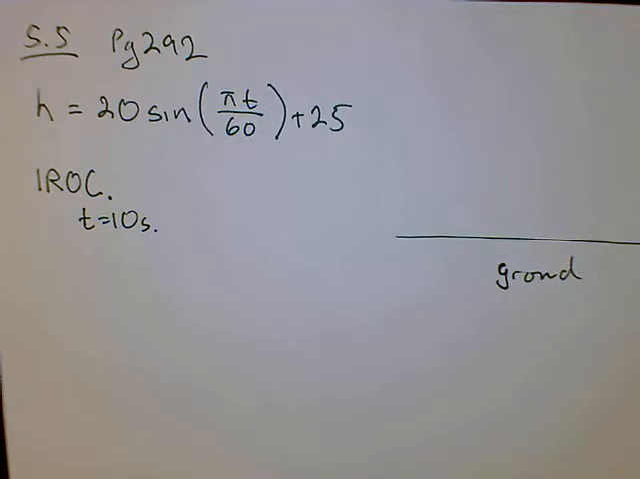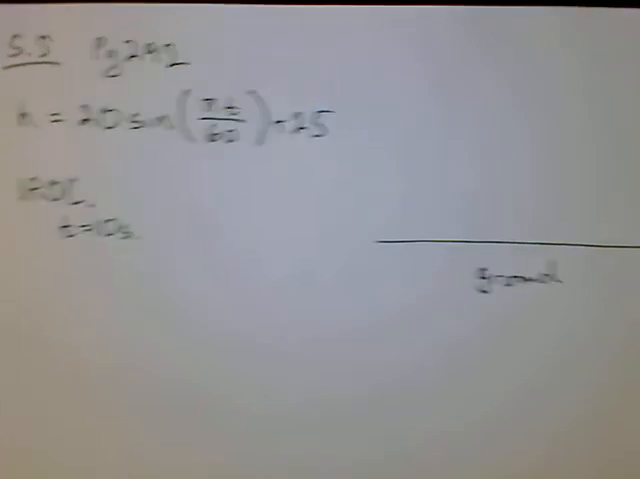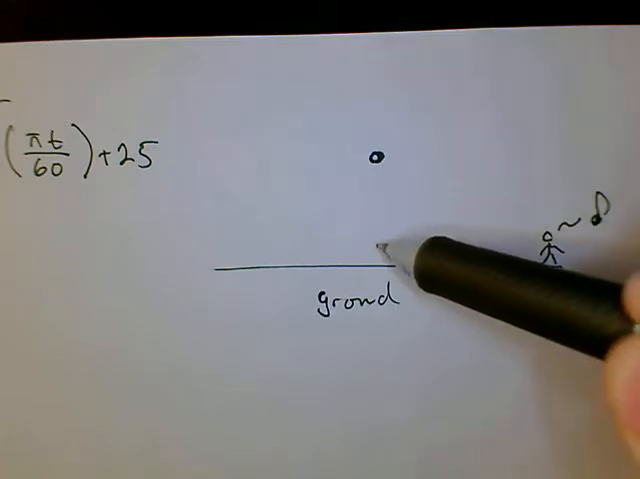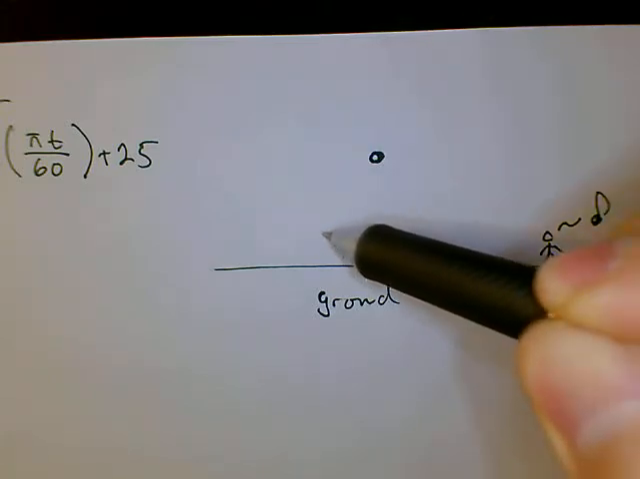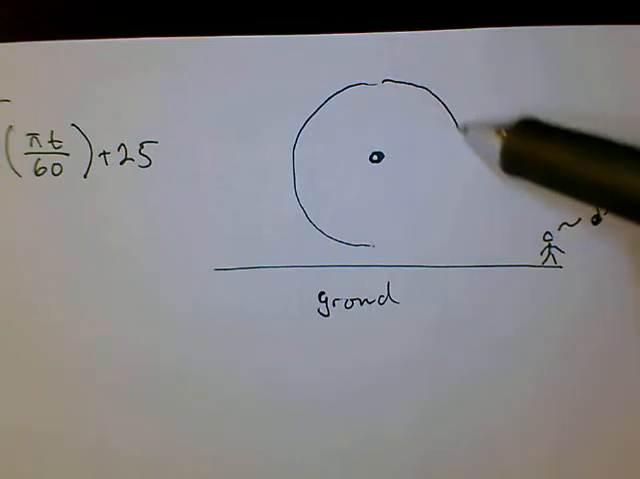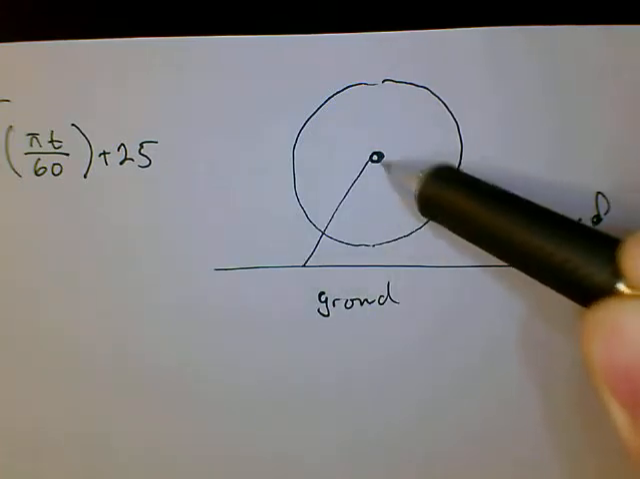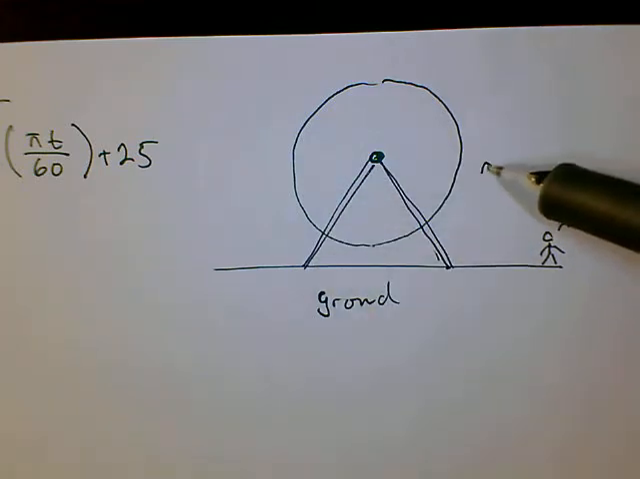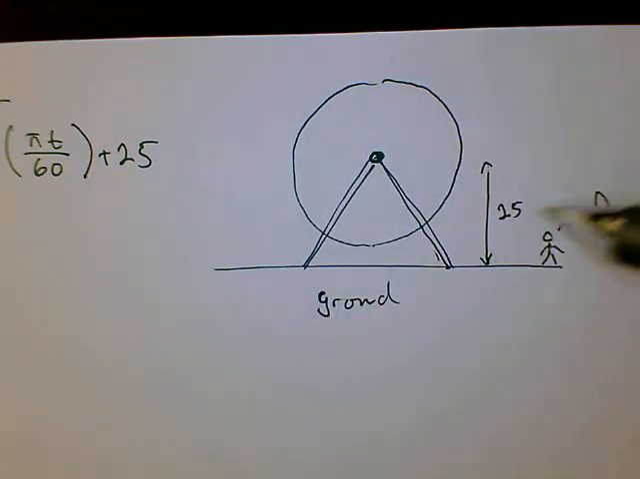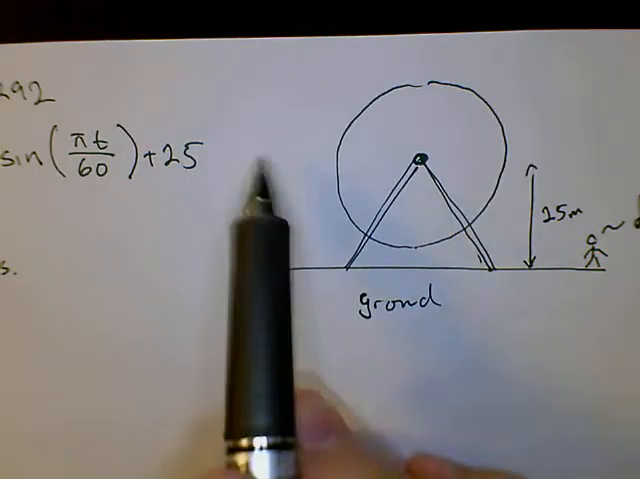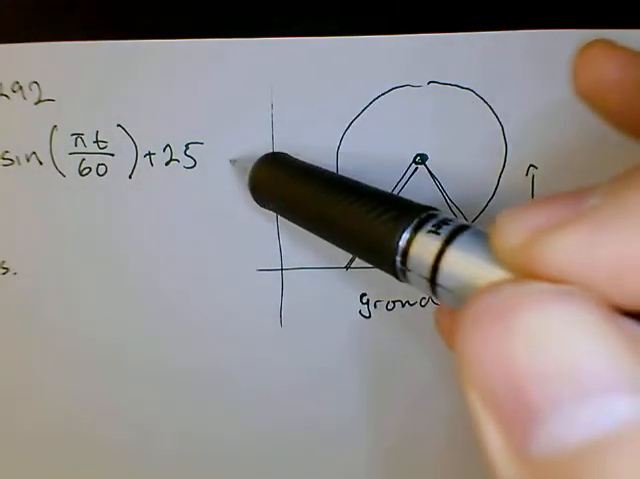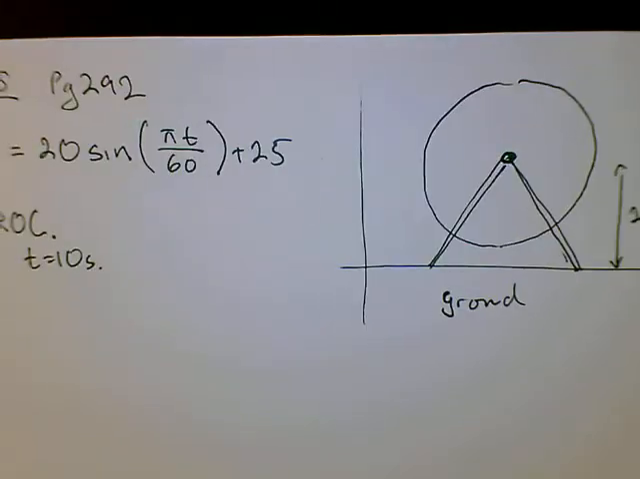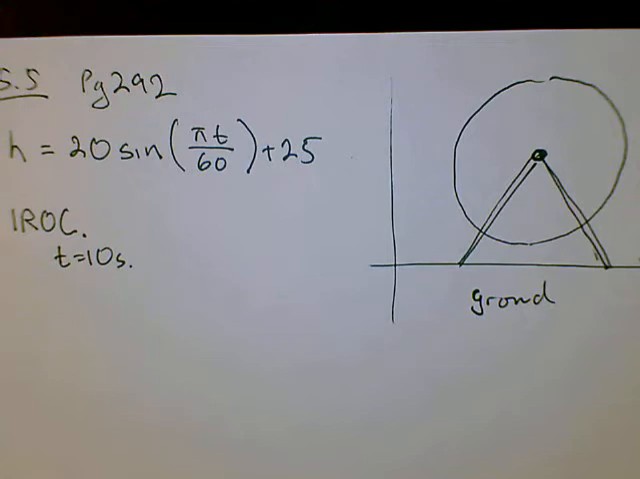What is 25 meters? The center. The axle of the entire Ferris wheel. So if this was my Ferris wheel and I was lodged into the ground, the height of the center of that Ferris wheel is 25 meters. That is very similar to the midline of my curve. Good. What else do you know about this Ferris wheel?